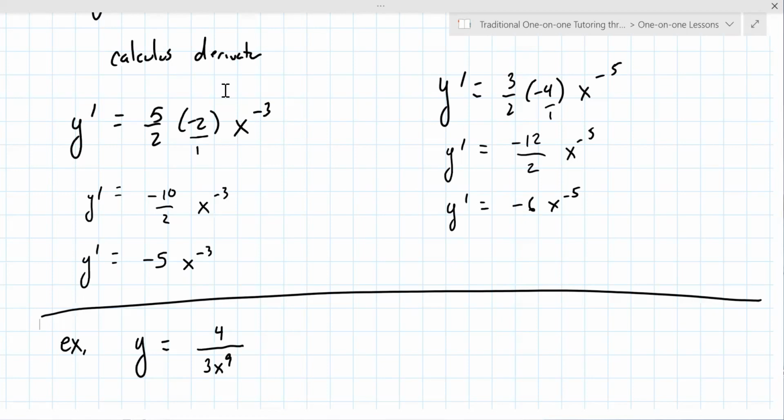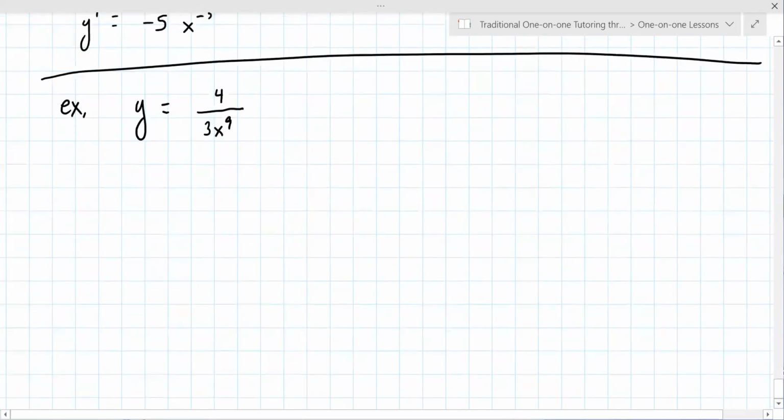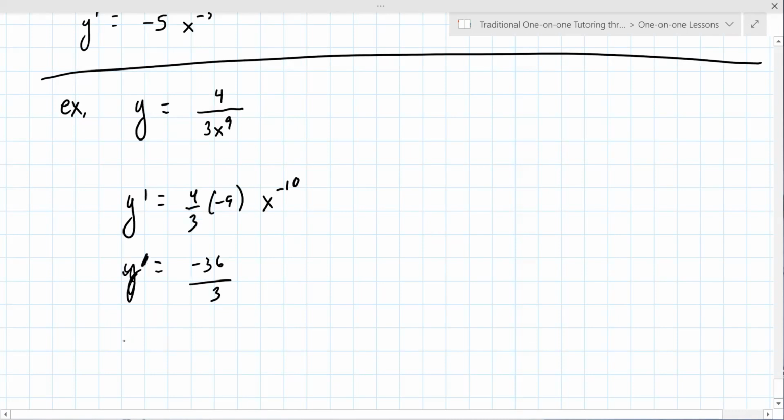Okay, but what is -9 times 4/3? You multiply the top, 4 times -9. So let me rewrite this. -9. Yes. So it's -36/3. So y prime is -12. Like that.